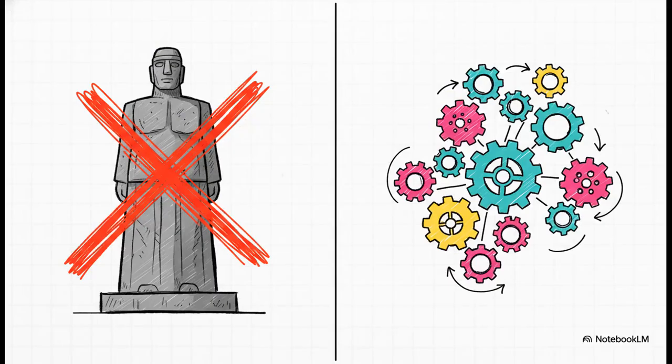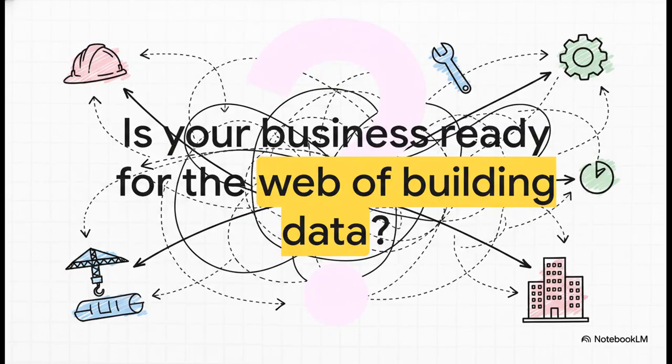So, if there's one thing to take away from all this, it's this. The future of construction data isn't about finding one perfect, giant standard to rule them all. No way. It's about building a smart, flexible network where lots of different, specialized standards can all connect and talk to each other using the power of the web. And this shift, from thinking in terms of isolated files to thinking in terms of a web of data, that's the foundation of Construction 4.0. And it leaves all of us with a pretty big question to think about. Is your business ready for this new, connected world?